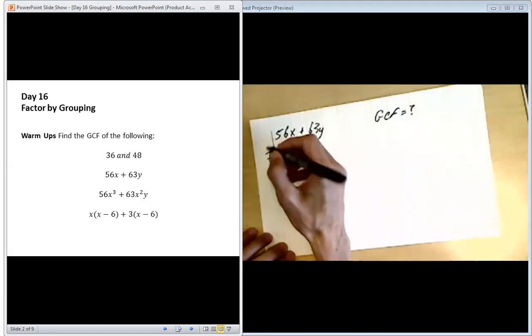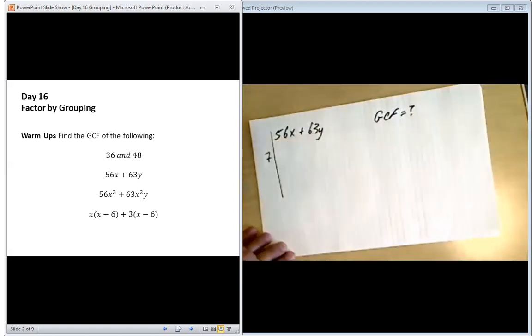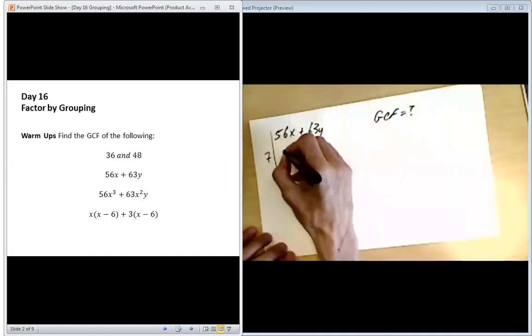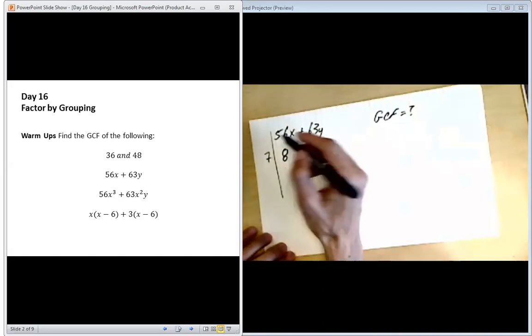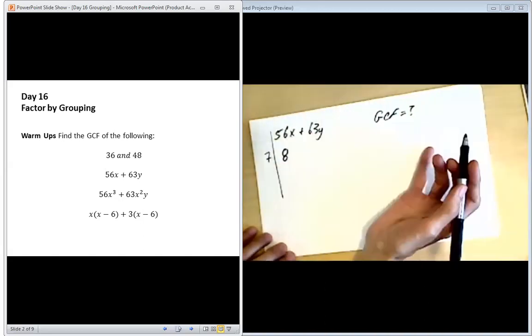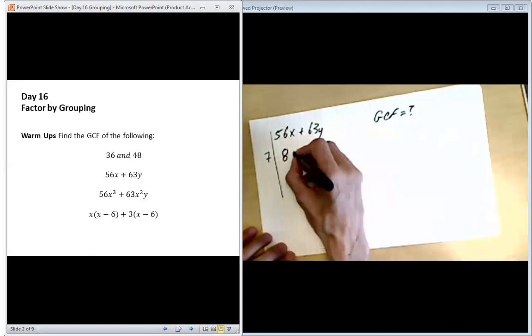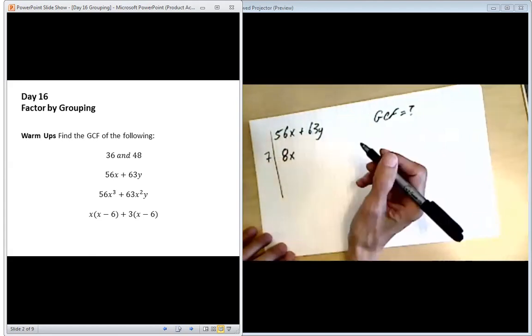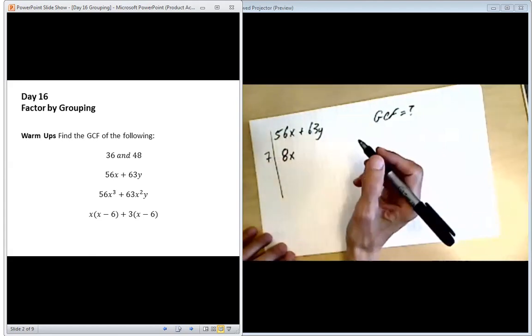Yes, you do the dividing. So what do you get? For the number, you get 8 from the 56 divided by 7. And then, yeah, the x sticks around as well. Yeah, this one will be 9.